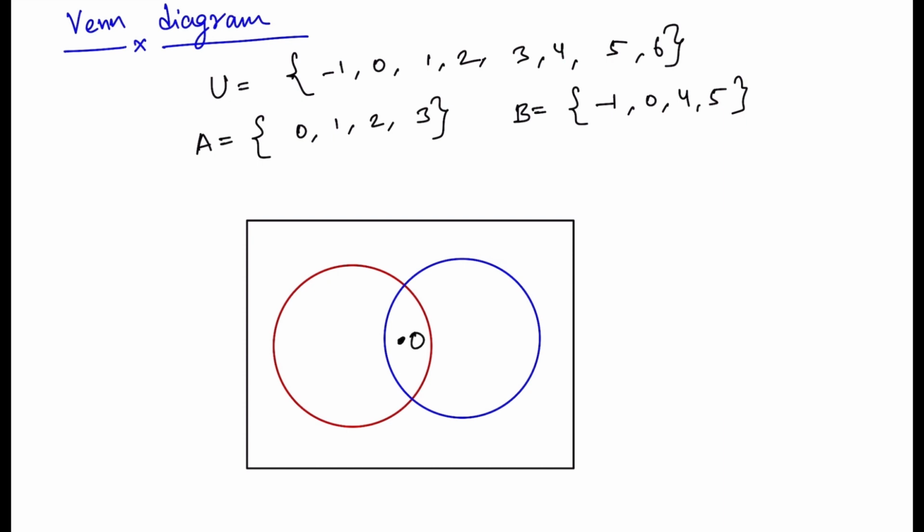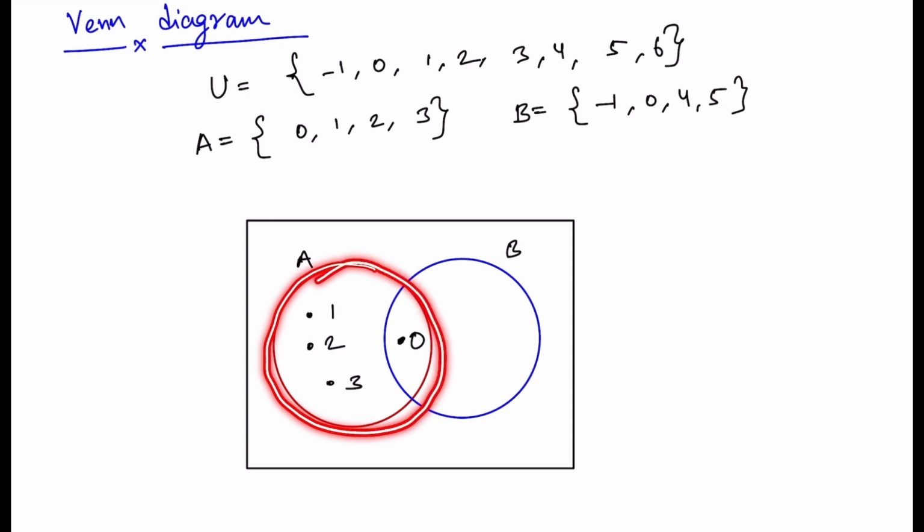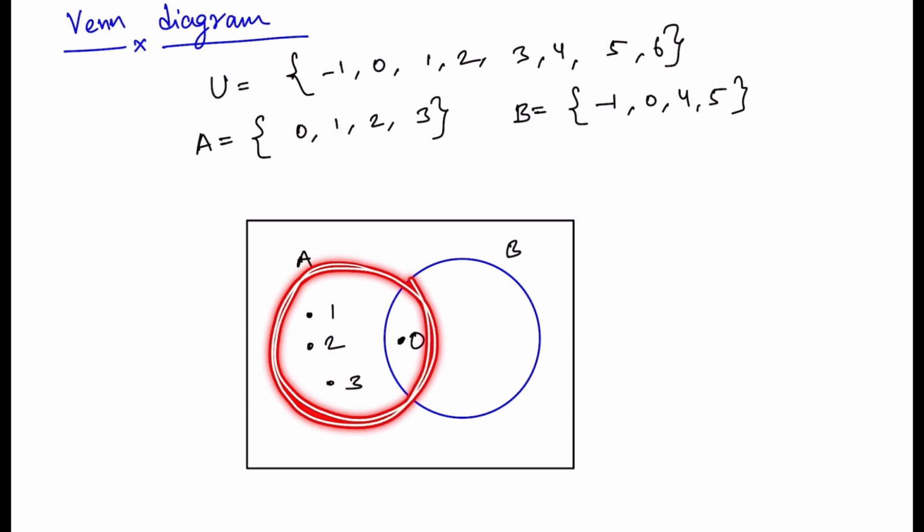Okay, 0 will be in this common region because this is the region where the common element will be. That is why we have overlapped the region of A as well as B. So this is the region of A, this is the region of B. Next, the remaining elements of A, which are 1, 2 and 3, will be here. See, this red circle is the complete region of A. Region A has elements 0, 1, 2, 3. All the elements are there. So that is how you put the elements.